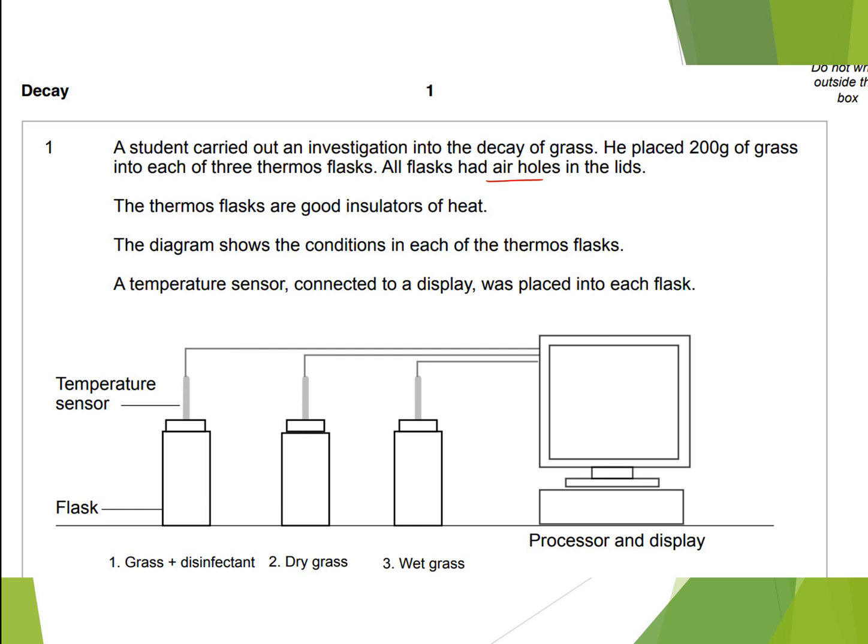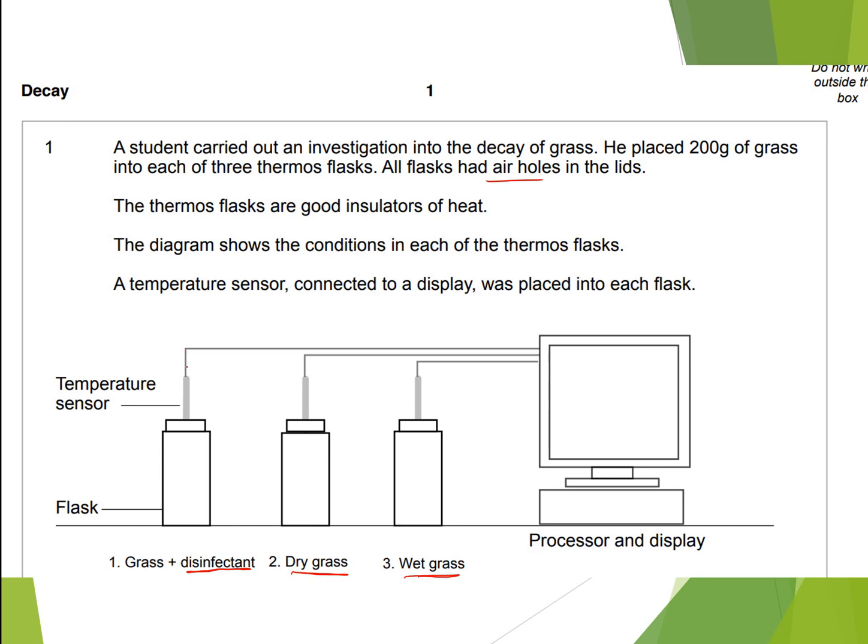The diagram shows the conditions in each flask. So in flask 1, we have grass and disinfectant. So this should be familiar. We know what disinfectant does. It kills microbes. We have dry grass, no moisture in there, and we have wet grass. So think about the conditions we've just talked about that are required for decay.